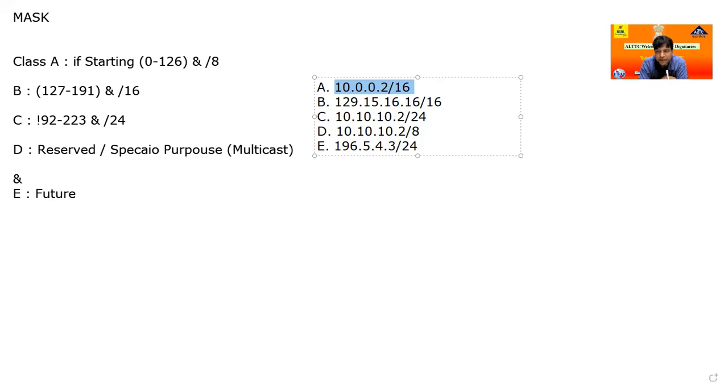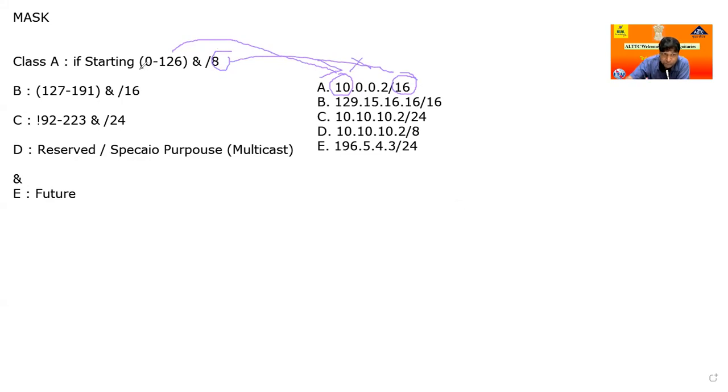What is the meaning of class A? The meaning is very simple. The IP address has a starting number, and as per our given information, it definitely belongs to 0 to 126, so that is followed, no problem. But the second condition is not followed, so this is not a class A IP. Again I repeat.